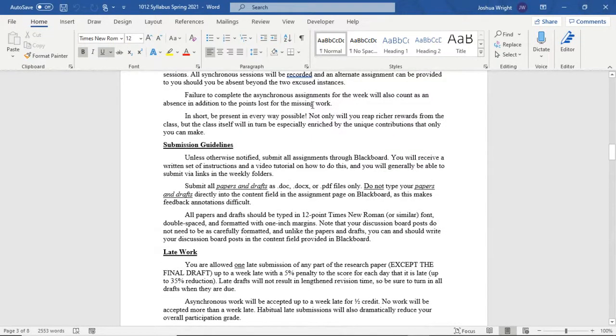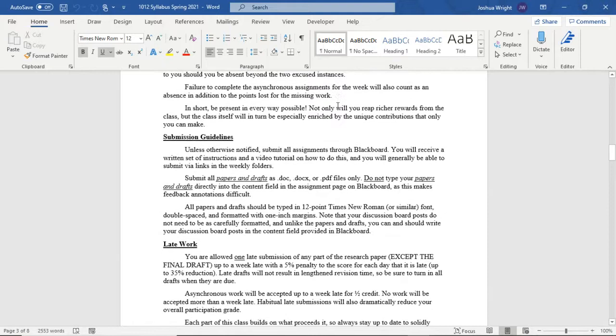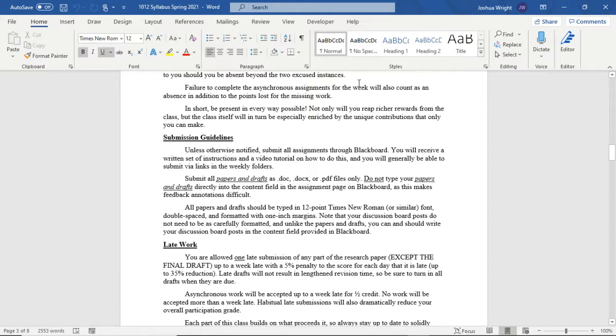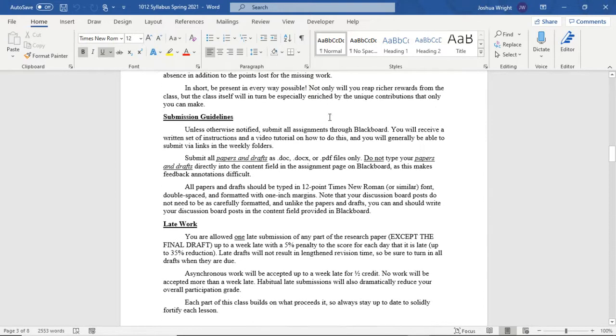As I said above, like with the discussion board, if you don't do the discussion board for the week, not only do you lose the points for the missing discussion board, but that also counts as an absence, right? So your presence for the asynchronous sessions is basically validated by the submission of the work, which will mainly be the discussion boards, which have to do with the readings. And some other things. And bear in mind also that when I put lectures up, video lectures, I can see who's watching them and who's not. So bear that in mind as well.